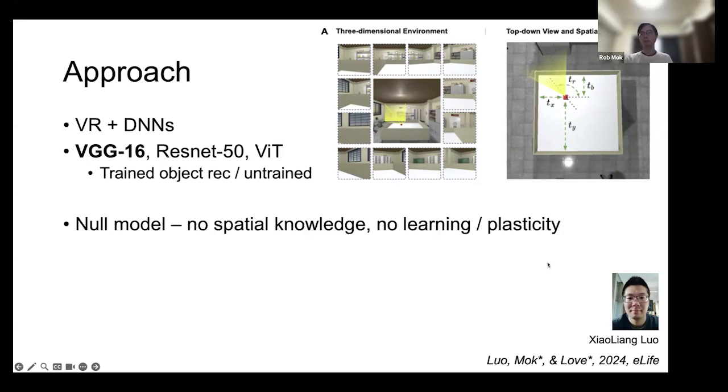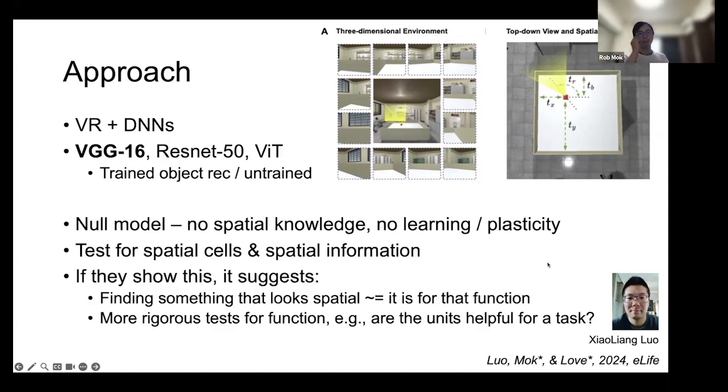So there's no spatial knowledge, no learning, no plasticity. And we want to see, are there actually any spatial cells or any spatial information in them? It opens the question: if it looks spatial, does it mean that it's actually for that function? Or are they actually useful for that function? So we test this a bit with a task as well.